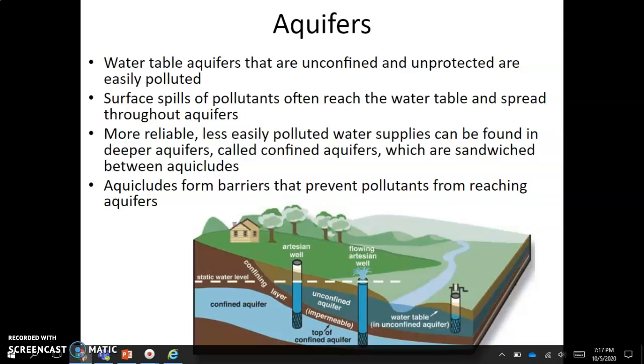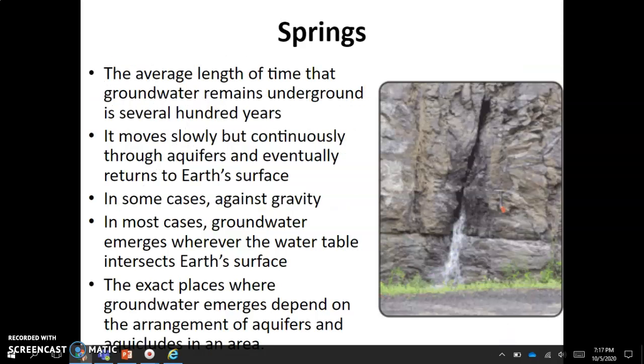More reliable, less easily polluted water supplies can be found in deeper aquifers called the confined aquifers, which are sandwiched between the two aquicludes. And then the aquicludes, again, are just the barriers. This slide is basically telling you kind of a repeat of everything we just went over. So with a spring, the average length of time that groundwater remains underground is several hundred years. It will move slowly but continuously through the aquifers and eventually return to Earth's surface. In some cases, this will actually be against the force of gravity.